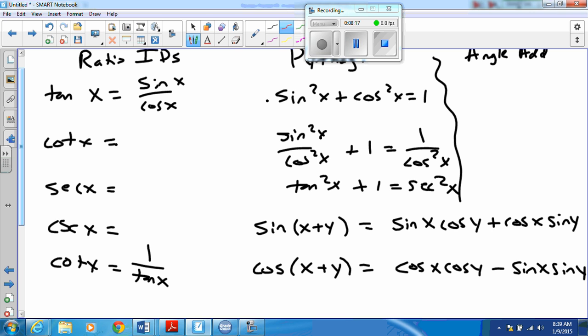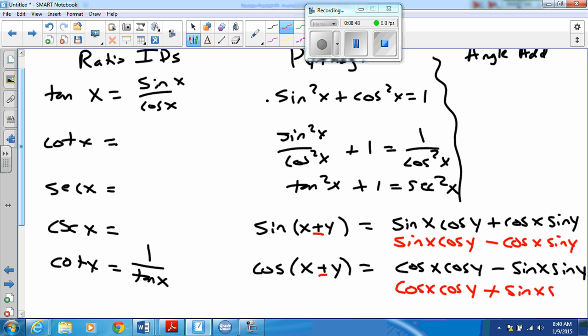Okay? And from this, we can immediately generate the subtraction identities by remembering that sine is an odd function, cosine is an even function. So that when I plug in negative y into this one and this one, I get cosine y for that one, but the opposite of sine y for that one. I get the cosine of y for this one, but the opposite of sine y for that one.